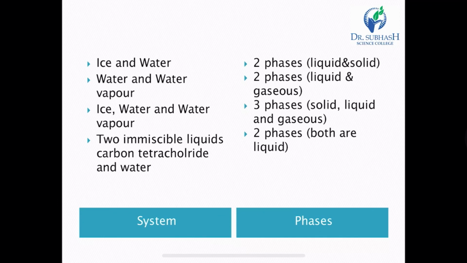Moreover, two immiscible liquids, for example carbon tetrachloride and water, they both are liquids but they form two phases because they are immiscible to each other, right? So they form two phases. એટલે કે કાર્બન ટેટ્રાક્લોરાઇડમાં વોટર નાખો તો બે ફેઝ જોવા મળે, બરાબર? બે લિક્વિડ છે તેમ છતાં બી, રાઈટ? Are you getting my point?